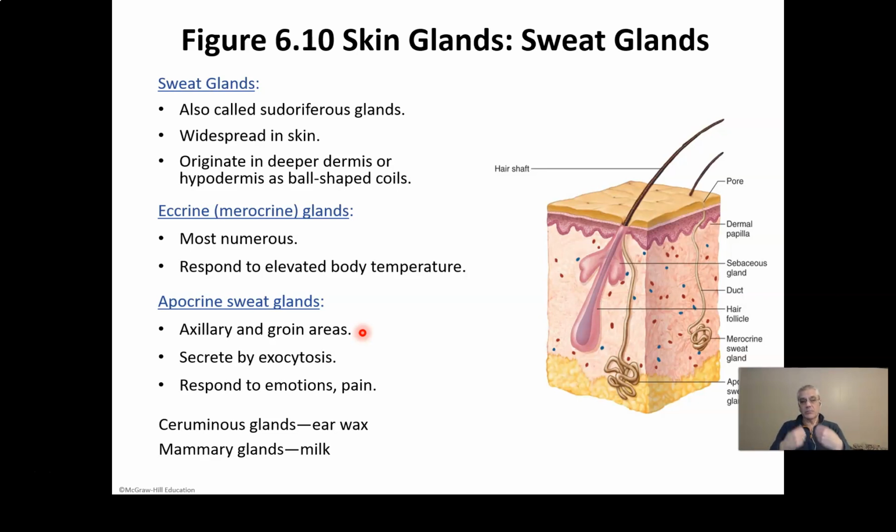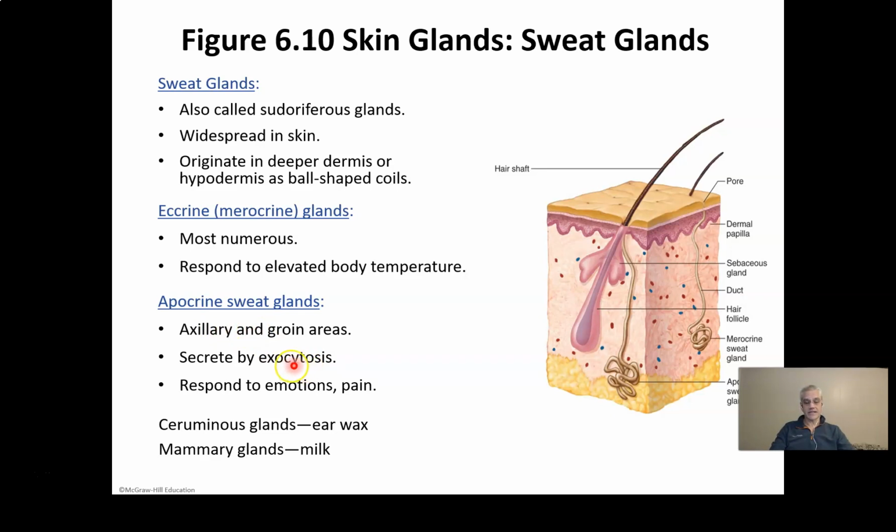Parts of the cell will bleb off. We refer to that as blebbing. It secretes the material by exocytosis. So these small vesicles that are created have the material, the sweat, in them, but also have odoriferous compounds in there.